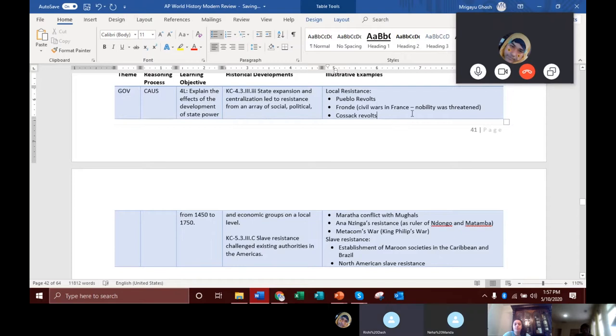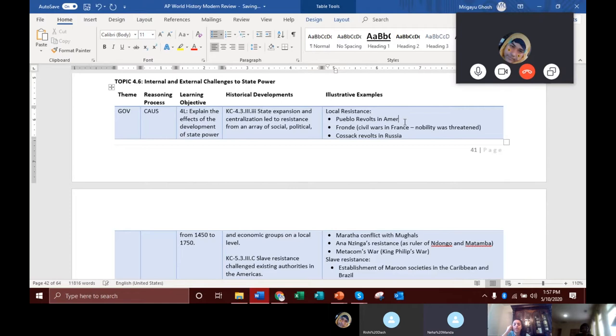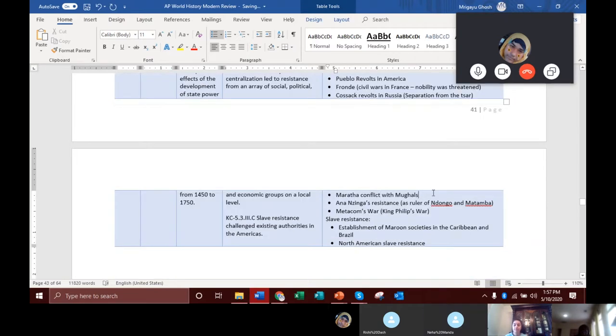Then, of course, we have the Cossack revolts in Russia. They wanted separation from the Tsar. Okay, and then we have the Maratha conflict with the Mughals. So this is in Mumbai. Then we have Anna Nzinga's resistance, and she was the ruler of these African states, and she resisted something. I guess she's resisting the trade, something. The slave trade.